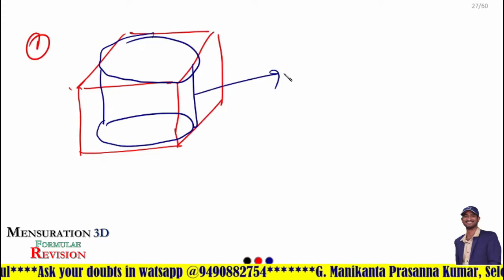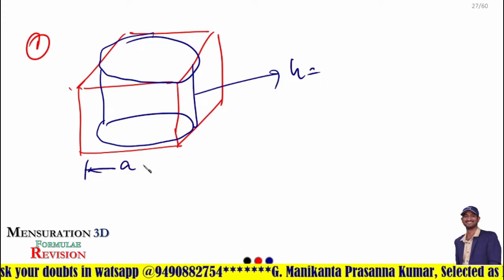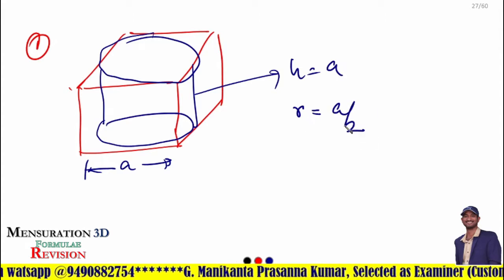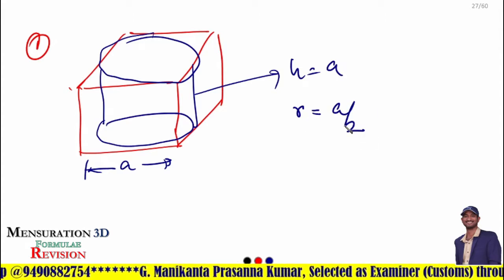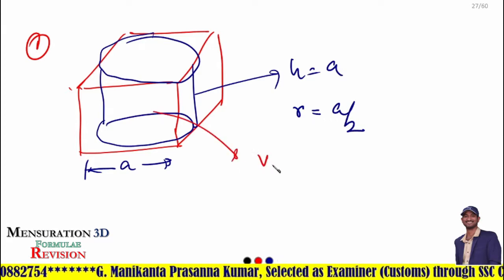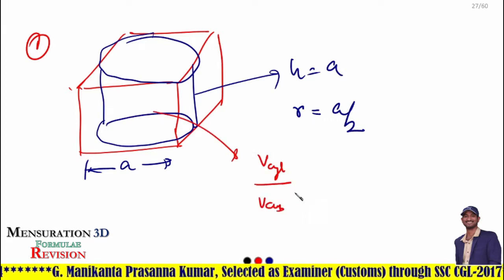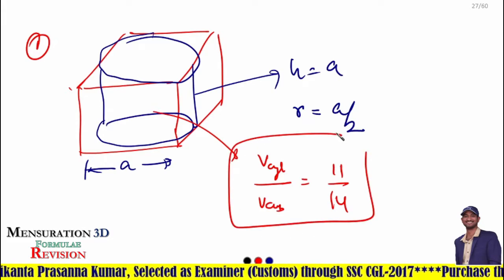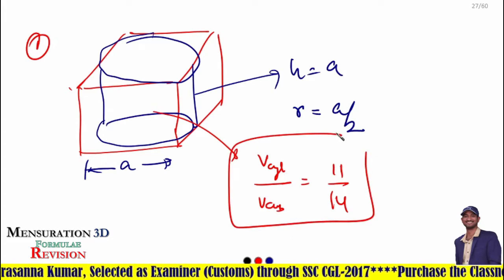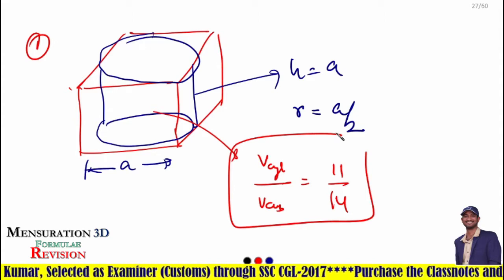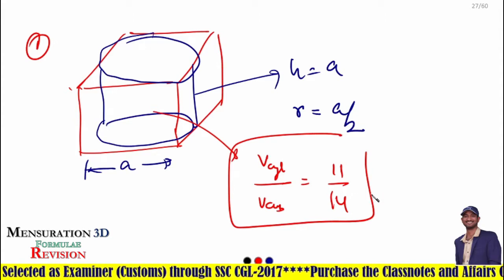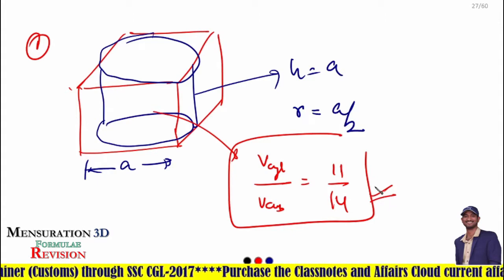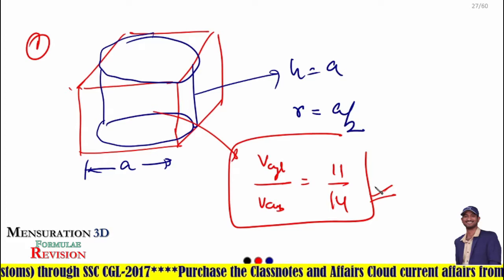Then the height of the cylinder is the edge length of the cube, and the radius of the cylinder is half of the edge length: h = a, r = a/2. The volume of the cylinder to the volume of the cube is 11 by 14. Please note, when a cube is inscribed in a cylinder, their ratio is 7:11. But when a cylinder is inscribed in a cube, their ratio is 11:14. Is it clear? Next.